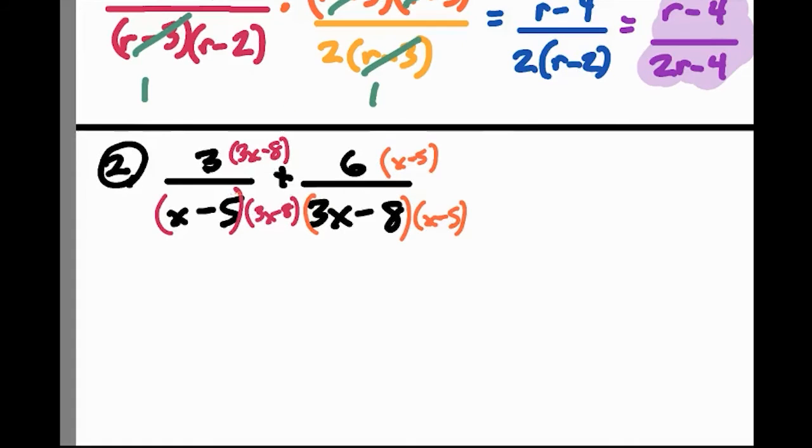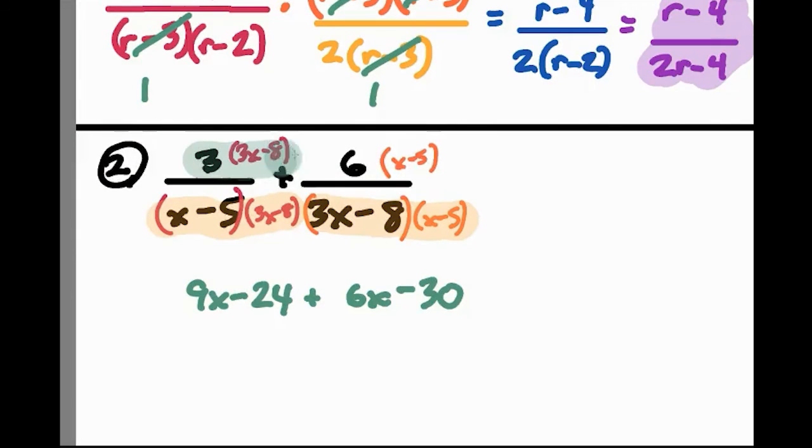Okay. Now, if you notice, we have common denominators now because it's 3x minus 8 times x minus 5 and 3x minus 8 times x minus 5. So the next thing to do here is just to distribute the top part here. So it's going to be 9x minus 24 plus 6x minus 30. So I distributed the top part here. That and that.